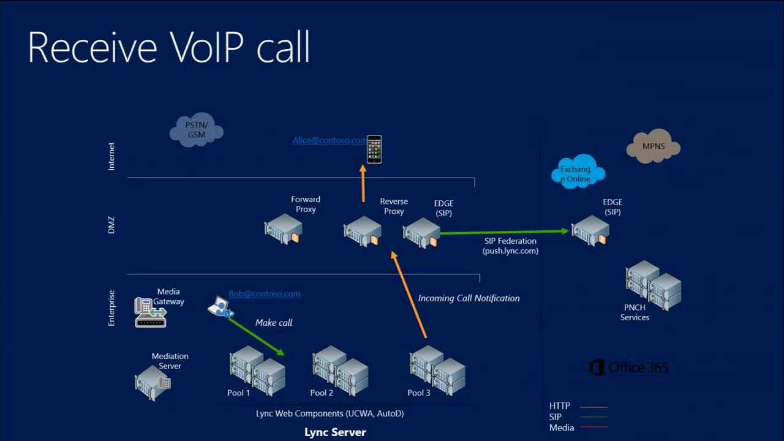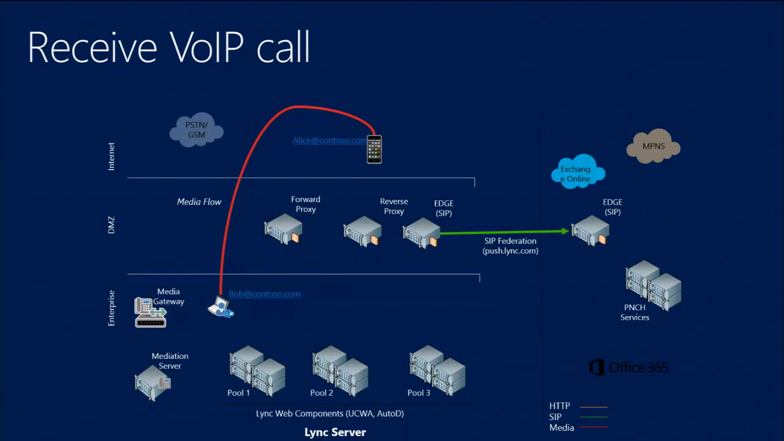Bob is now making a call, right? So now pool 3 can actually send that incoming call notification directly back via the reverse proxy, right? So back via UCWA, we can send that connection back to that iOS device to actually wake up that device so she can answer the call. Then she will get the toast or the notification on that device that someone's calling her. She can then answer the call. So she'll accept the call, and Bob says, okay, great, you accepted the call. And now media can flow between Alice and Bob.